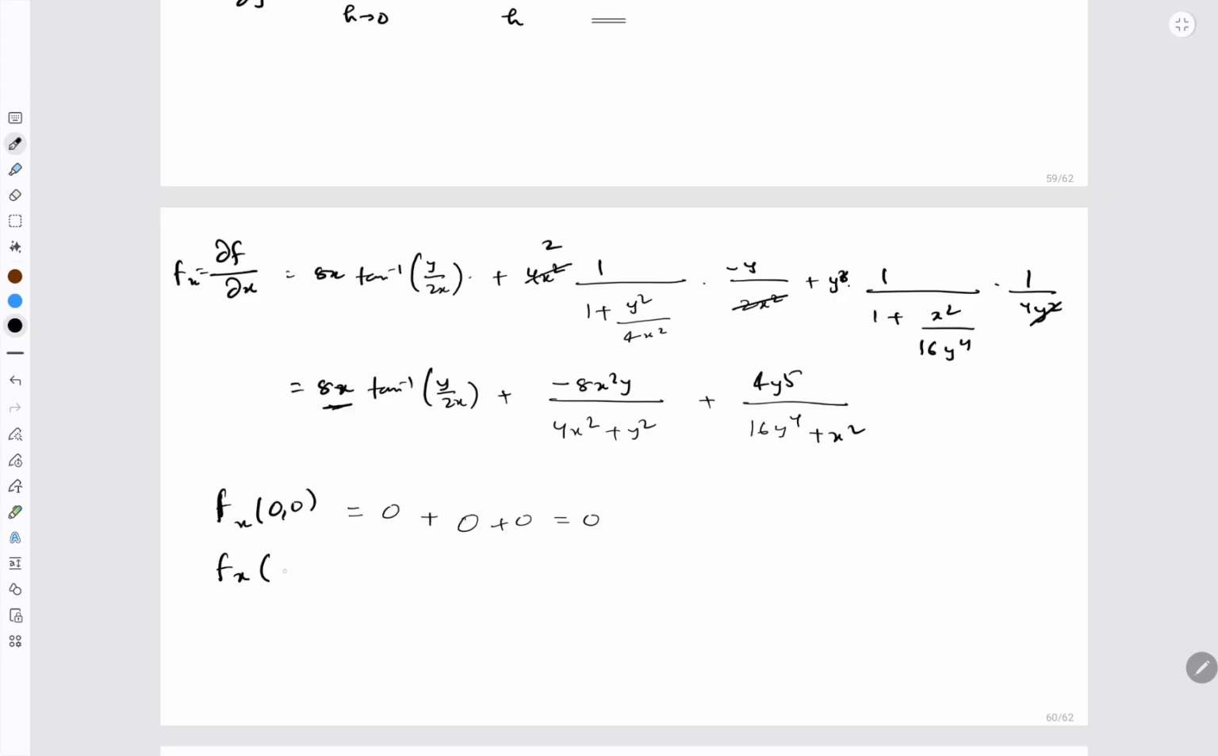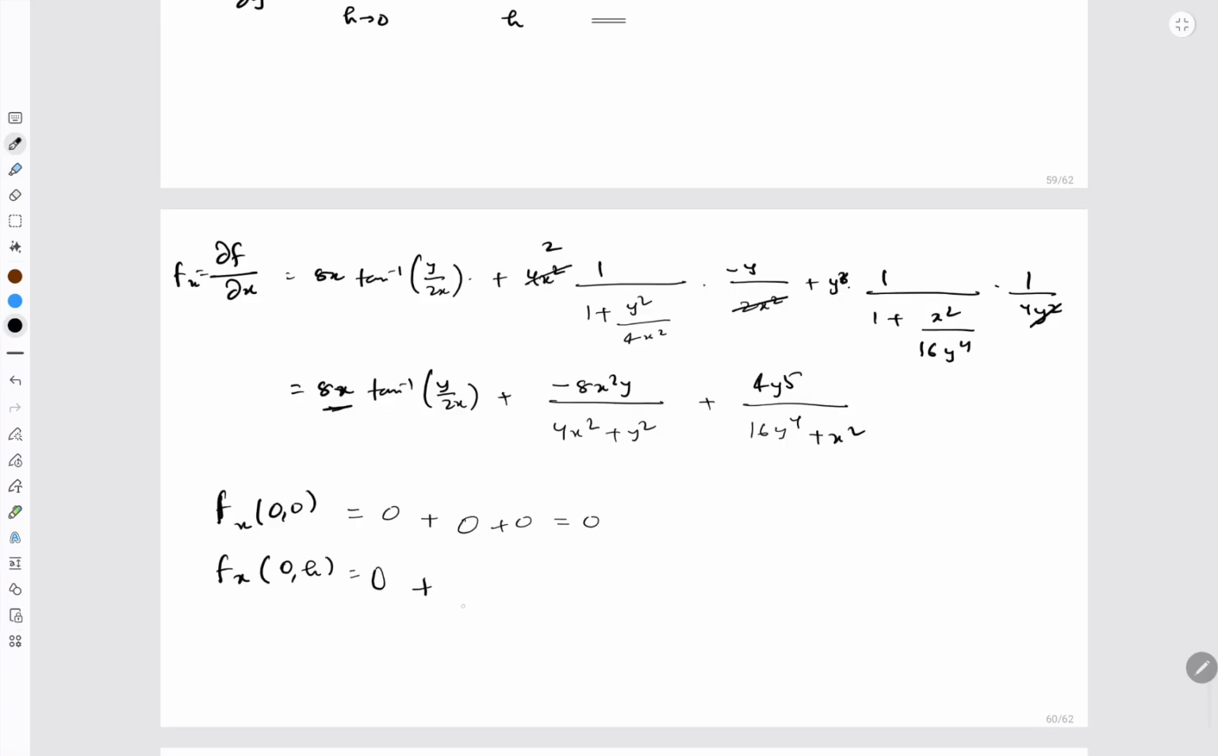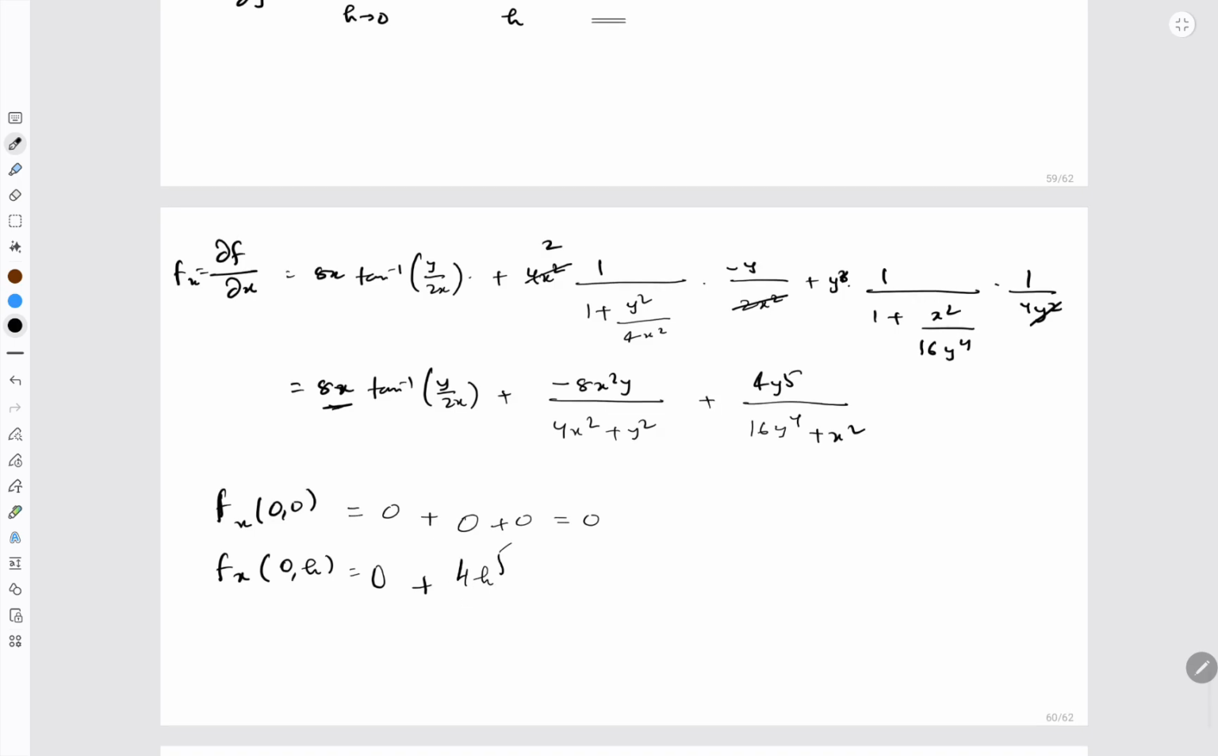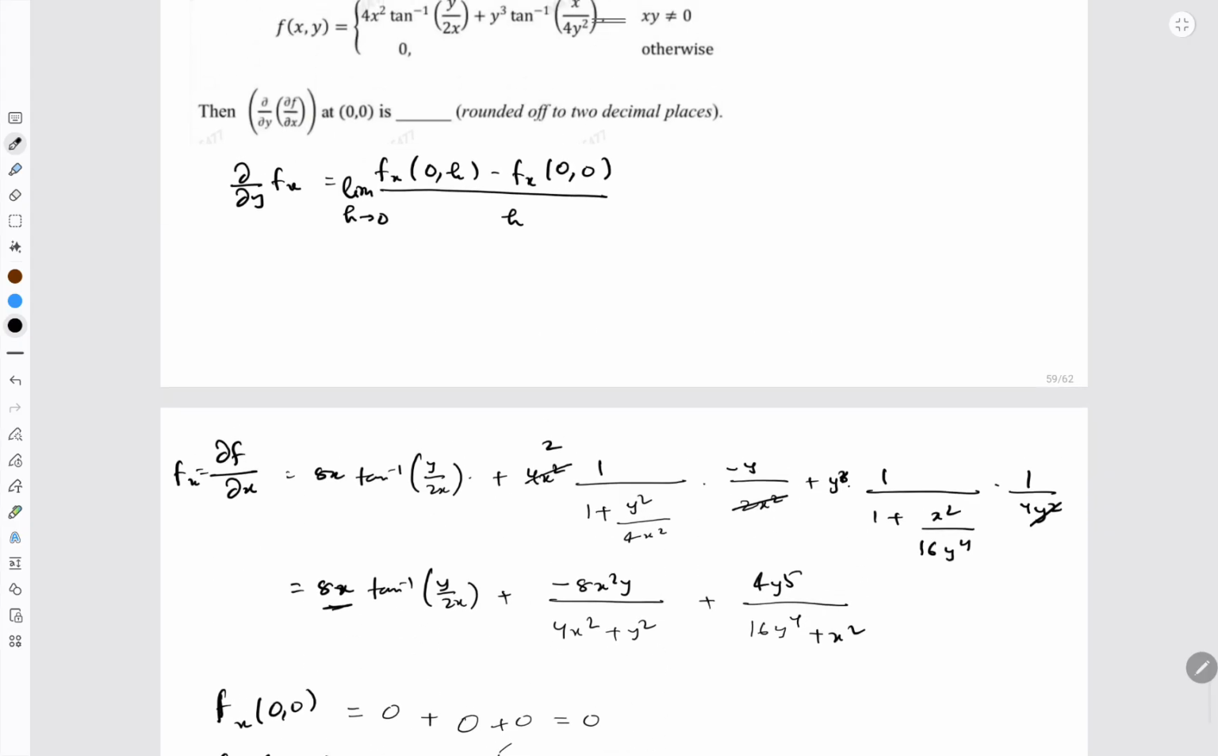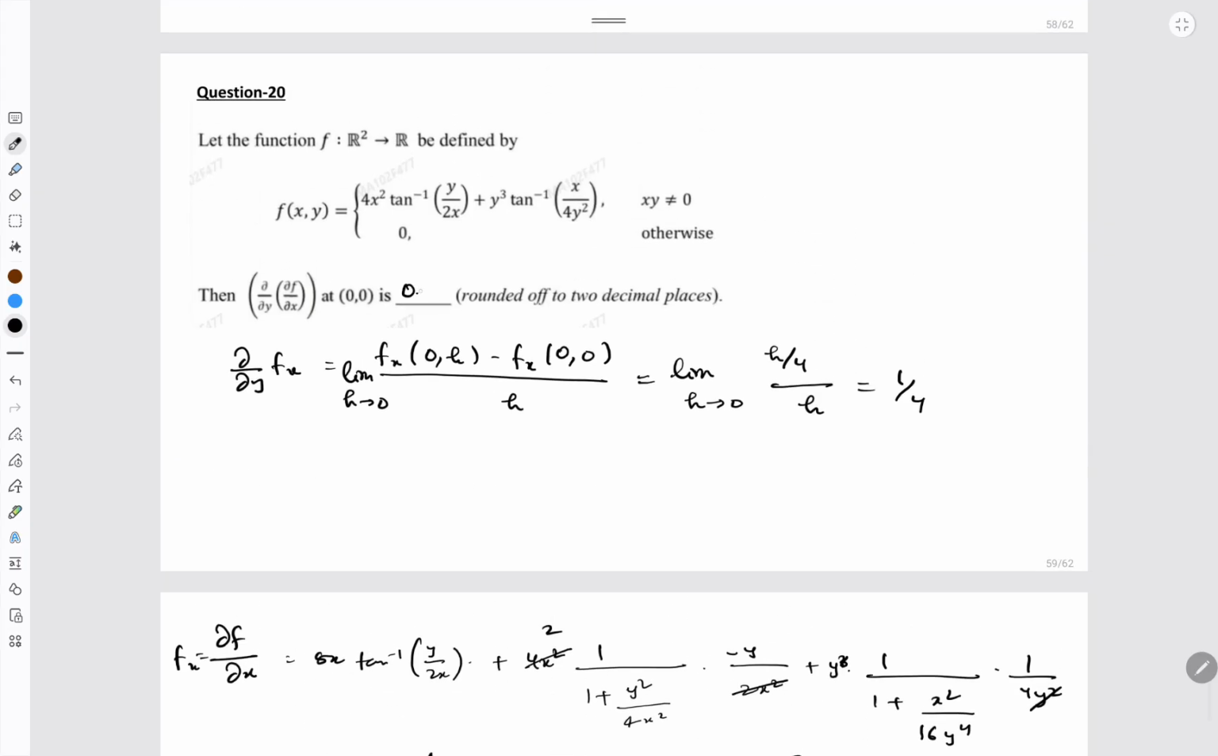So fx at 0 comma h: the first quantity is again 0. The second quantity, if I put x as 0, is again 0. The third quantity is 4h raised to the power 5 by 16h raised to the power 4, sorry for my pen malfunctioning, but I think it is visible. It is basically 1 by 4 h. So this is limit h tends to 0 of h by 4 upon h, which is 1 by 4, and that is why the answer will be 0.25.